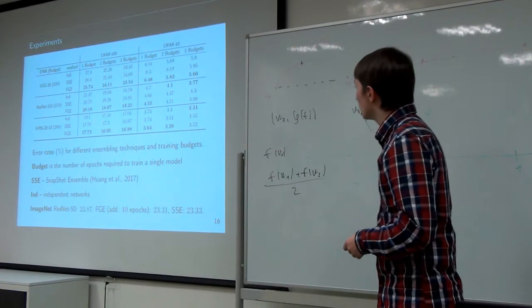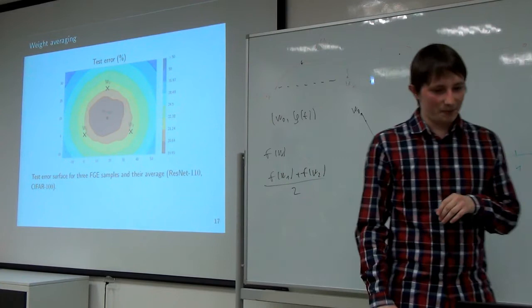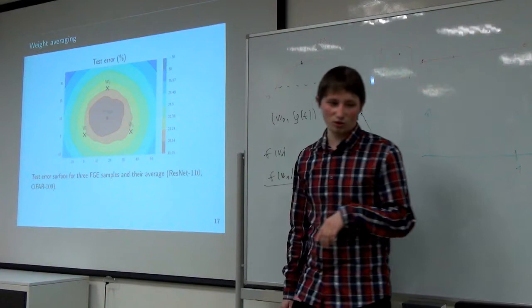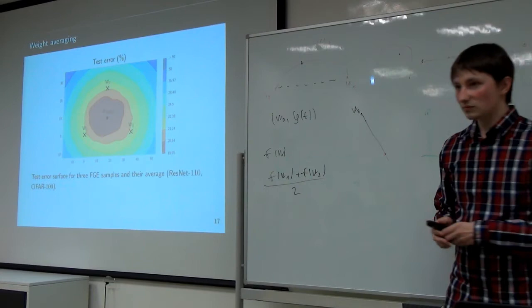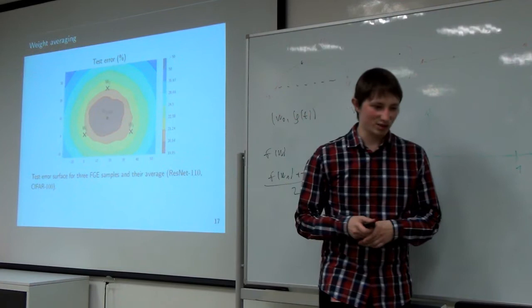Okay. Now let's switch to the last part of the talk. After we published these results, we investigated further the behavior of this technique. And here we plotted the test error in the plane spanned by 3 points proposed by our FGE ensemble. We hope that we will see here some kind of curve.